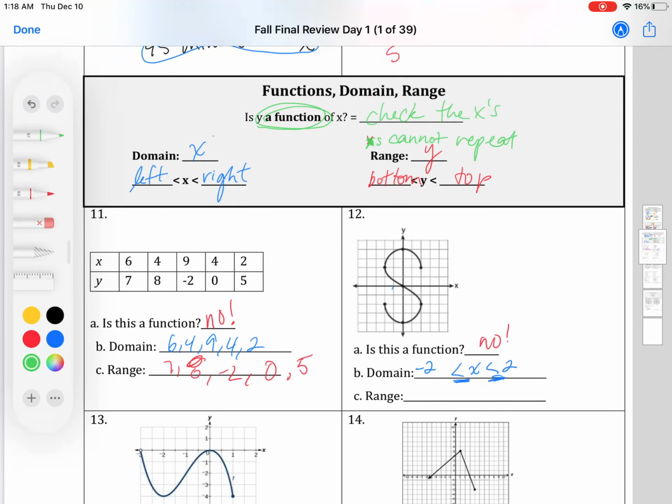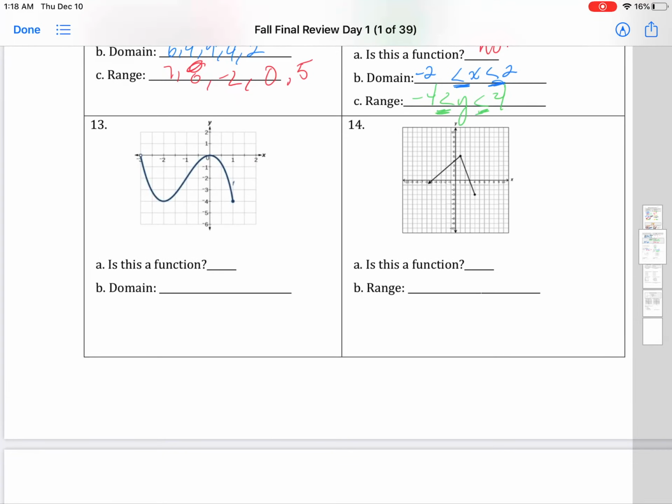So that's domain. Range would have to be the y's. So here's the lowest y value and the highest y value. So my range for this one here, 1, 2, 3, 4, -4. 1, 2, 3, 4, +4. The bottom is solid, so I need a solid line. The top is solid, so I need a solid line.